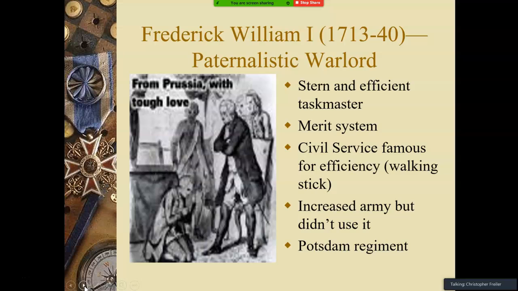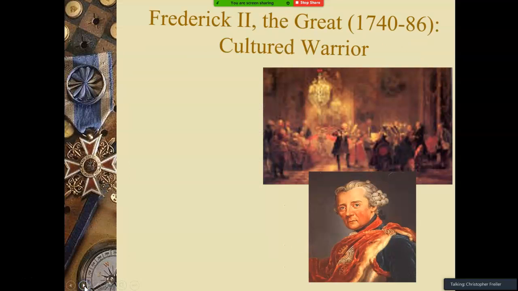He also created a regiment of all over-six-foot-tall soldiers called the Potsdam Regiment. I don't know if they were supposed to be intimidating on the battlefield or whatever. He also had a very troubled relationship with his son, Frederick II. Okay, so we'll move on to Frederick.